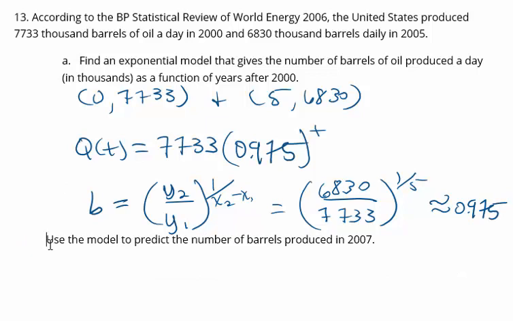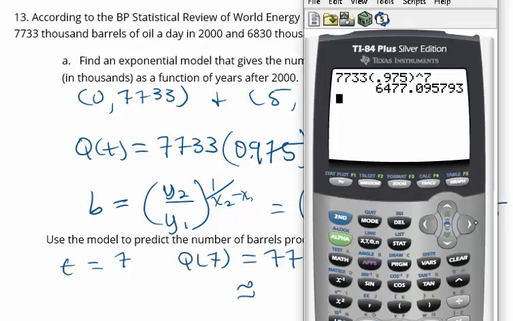Okay, in part B it says use the model to predict the number of barrels in 2007. And so 2007 is 7 years after the year 2000. So we're going to let t be 7. And we get about 6,477, and that'll be in thousands of barrels.